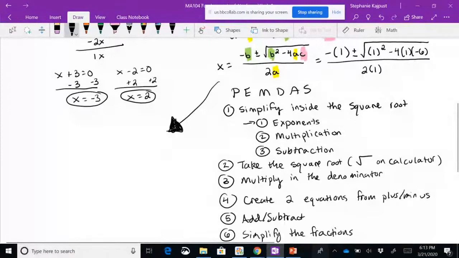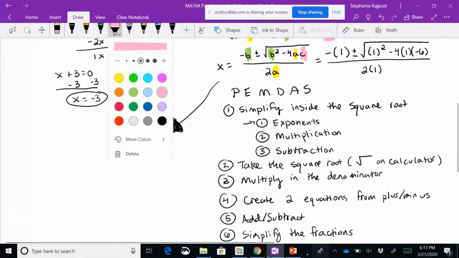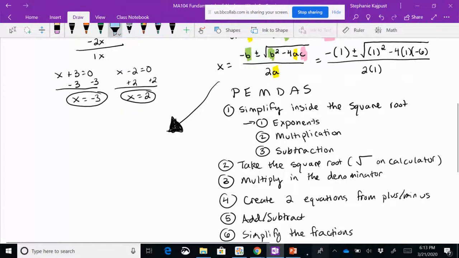First is simplifying inside the square root, so we want to do the exponents. So that means this 1 squared we're going to square. So everything else I have to rewrite. X equals -1 plus or minus square root. Now I do the exponent. 1 squared is 1, so I can just replace that with 1. Then I have this -4 times 1 times -6 all over 2 times 1. So that was exponents. So I can just say, okay, I did that.